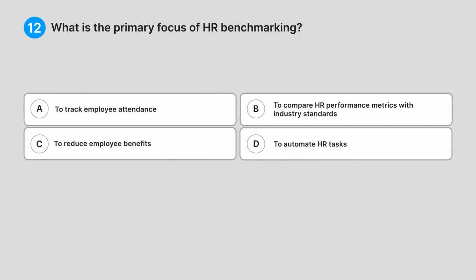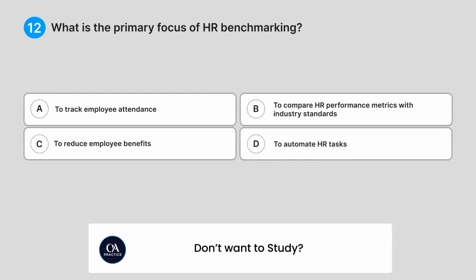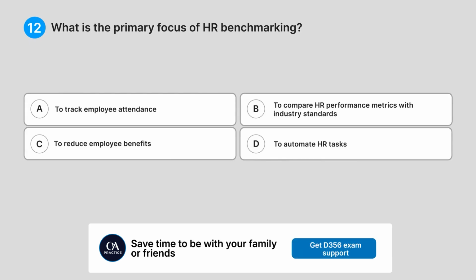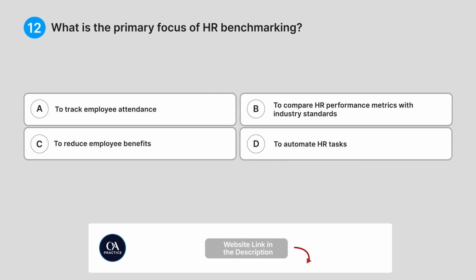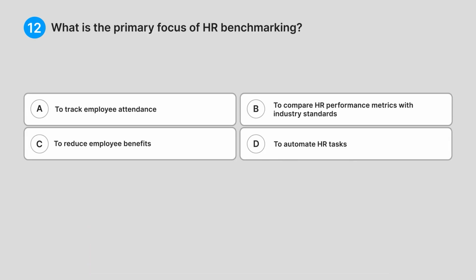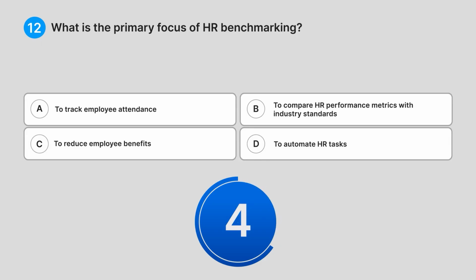12. What is the primary focus of HR benchmarking? A. To track employee attendance. B. To compare HR performance metrics with industry standards. C. To reduce employee benefits. D. To automate HR tasks. Do you know the answer?